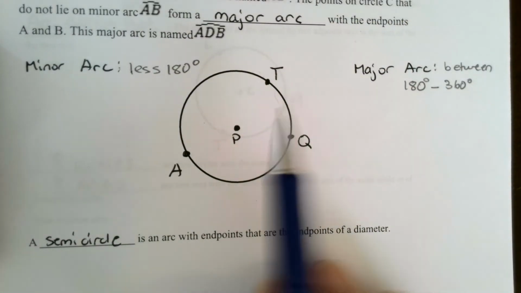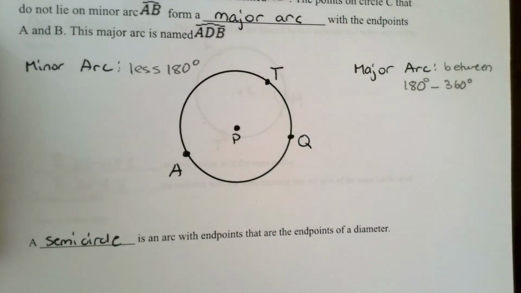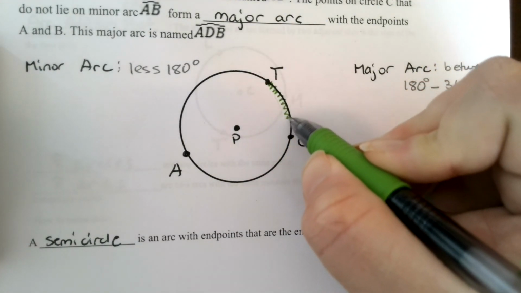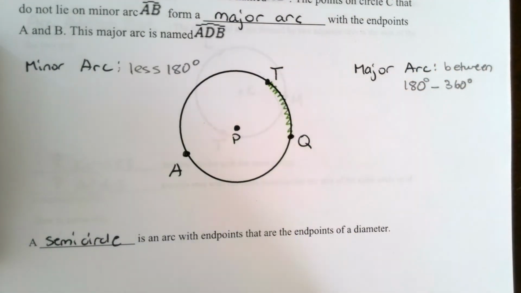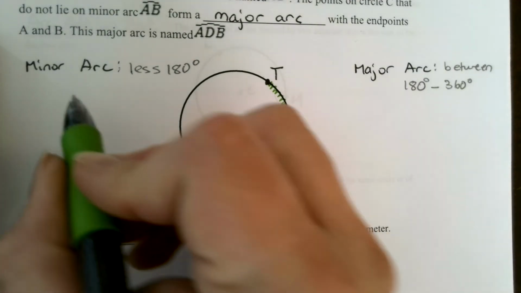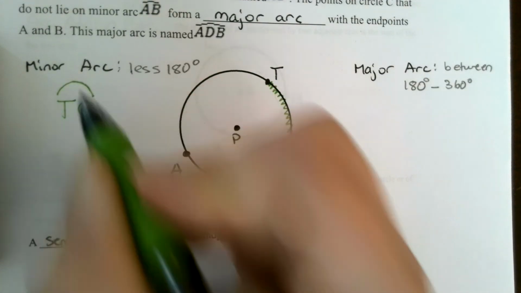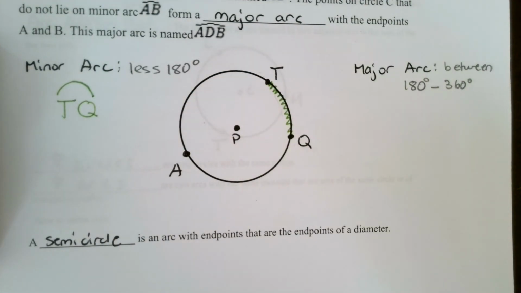So go ahead and pick up a color, any color. TQ is what we're going to highlight. This is an example of a minor arc. TQ is a minor arc, so we're going to put TQ and put a little arc symbol up above it.